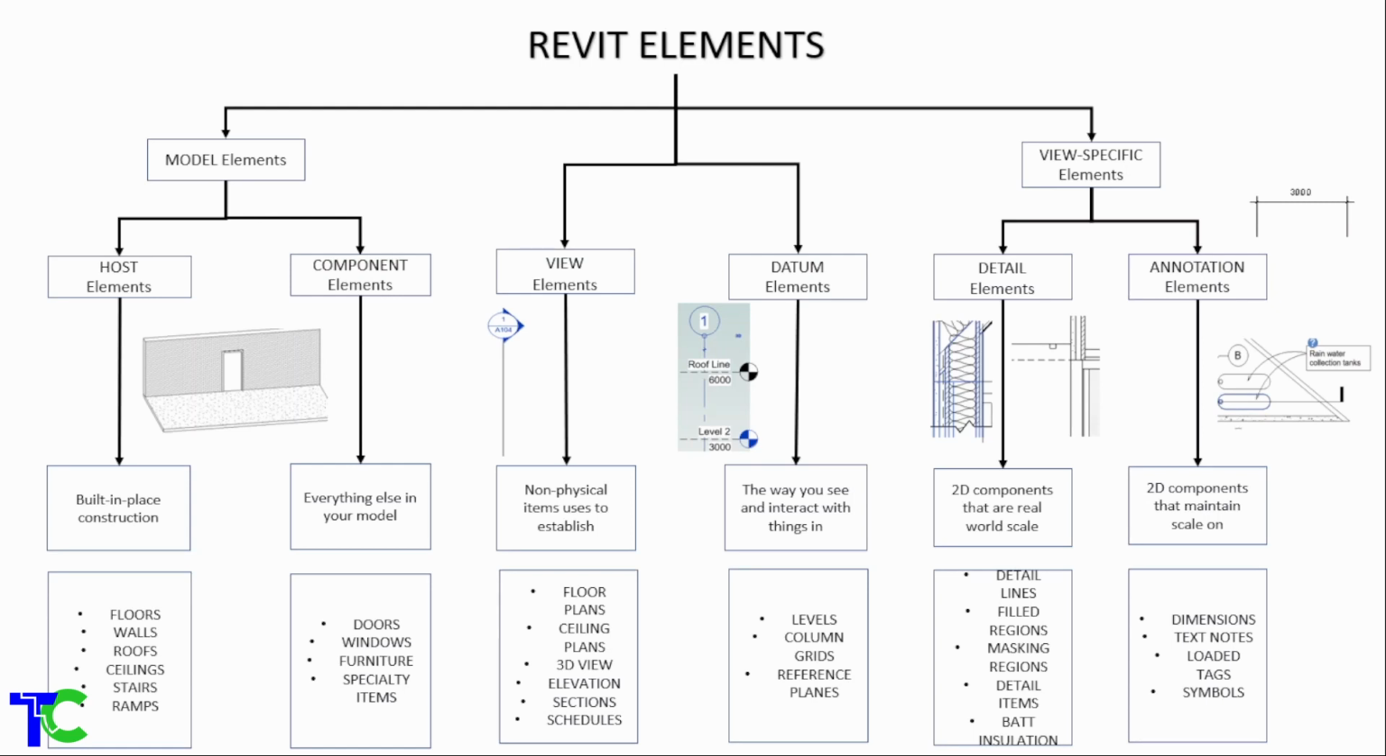Annotation is view specific. Next, we have detail elements under view specific elements, such as lines and filled regions, and we have view elements such as floor plans, elevations, and sections. In addition, we have datum elements such as columns, grids, and levels.